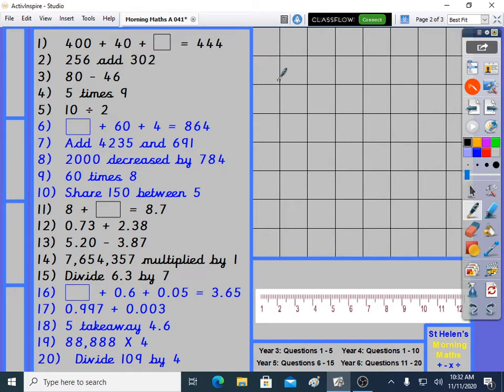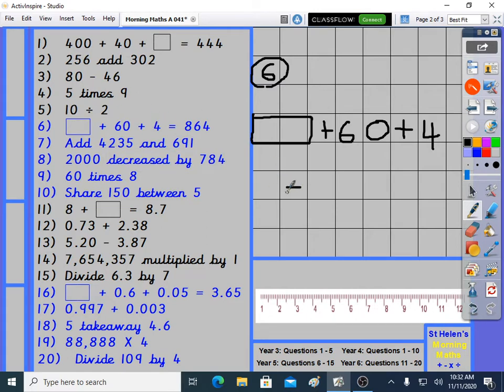I think I said year 4. Year 4 level, question 6. That's what we're doing anyway. Something plus 60 plus 4. Mystery plus 60 plus 4. That is the question. Something plus 60 plus 4.